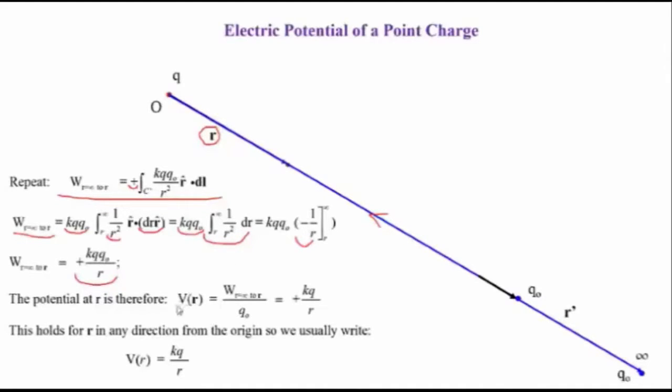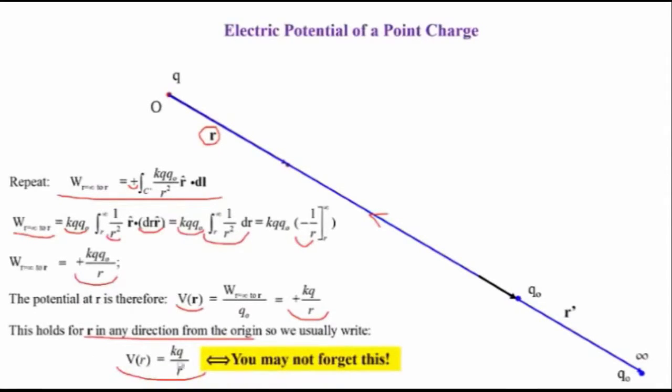So here's our potential then. This is the work done to go from infinity to the position r, divided by Q0. We get rid of Q0, and so we have a term which is only proportional to the charge at the origin and the distance from the origin. Okay, so this holds for r in any direction from the origin. So we usually just write this without any vector here because it's only dependent on the position. This is something I don't want you to forget. This equation here, which holds for a point charge, is very useful.